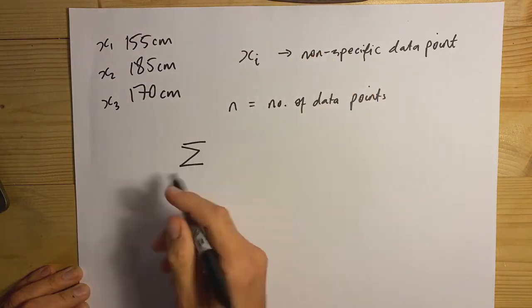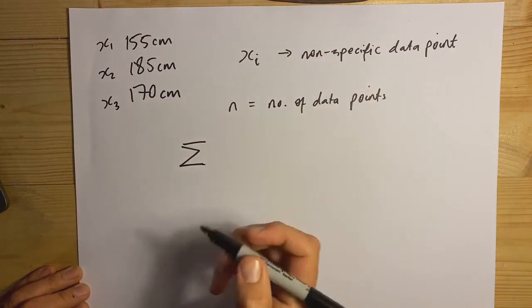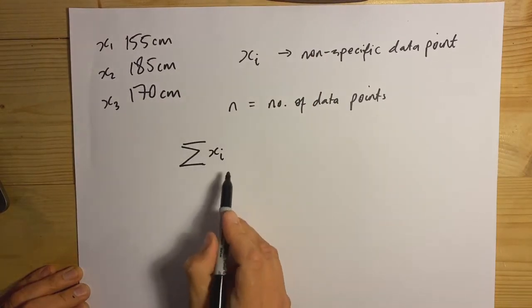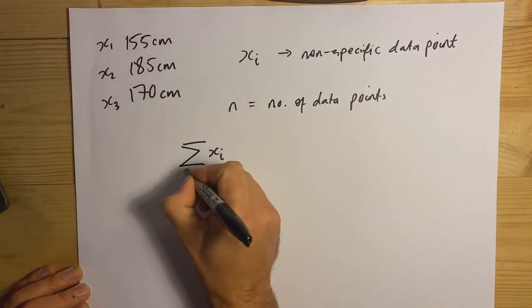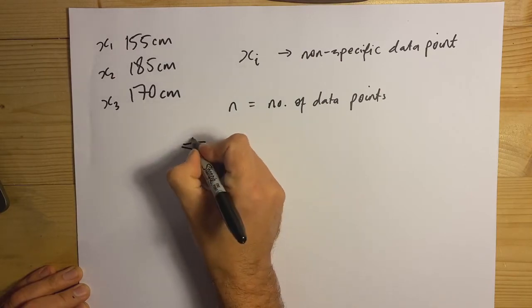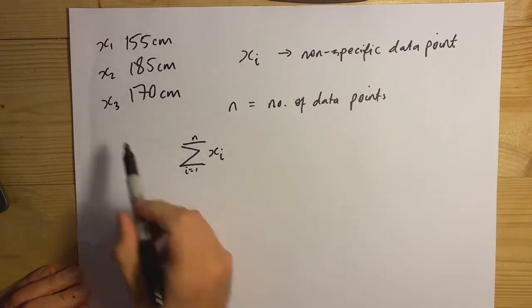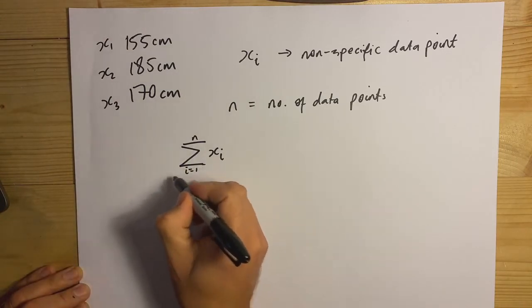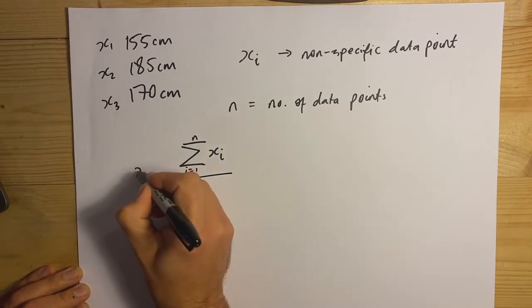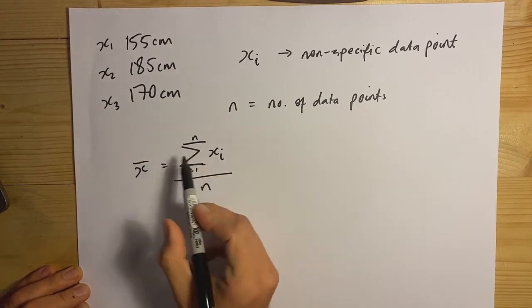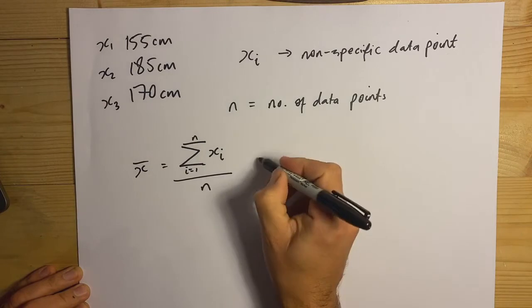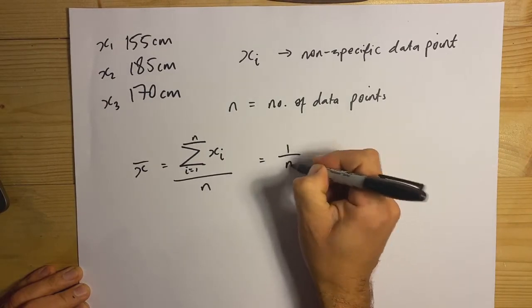But if we write this out in the formal terminology here, what we're doing is we're summing up all the individual x points, and we're starting from i equals 1 and finishing at n. Okay, going from 1 to n, which is 3. And then we're dividing it all by n. So the mean, which we give the symbol x bar, equals the sum of all of the x points divided by n.